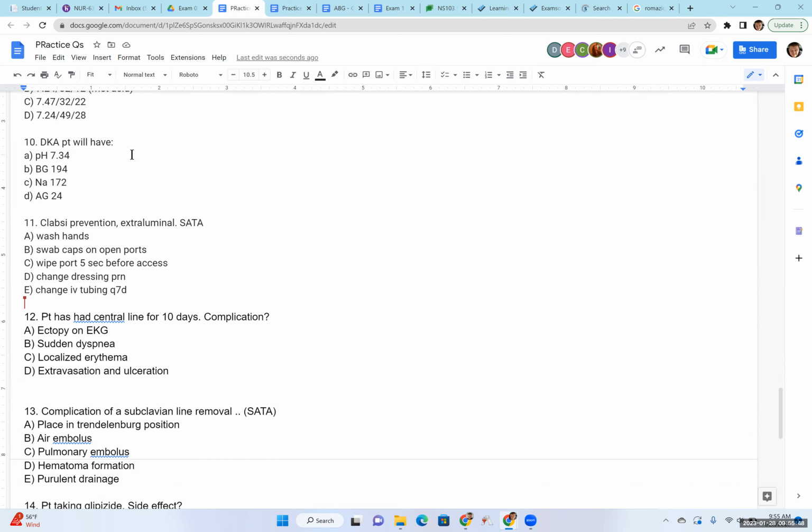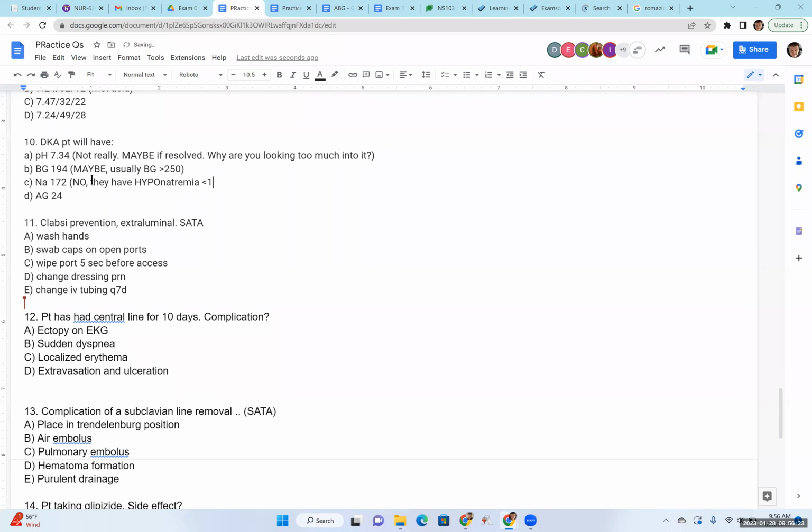Seven, 3, 4. Not really. Maybe if resolved. Blood glucose of 194. Not DKA. Maybe, right? Usually blood glucose greater than 250. Sodium 172. No, they have hyponatremia. Now, if it says sodium of, what would be hyponatremia?